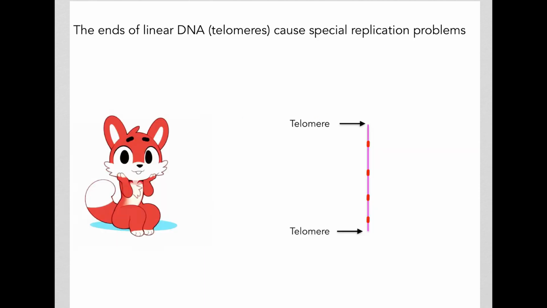Now, copying the ends of linear DNA, the ends of the chromosomes, are regions called telomeres. This causes special replication problems. So let's look at a little bit about the structure of the telomere and what kind of problem we see when we try to copy the ends of the chromosome.